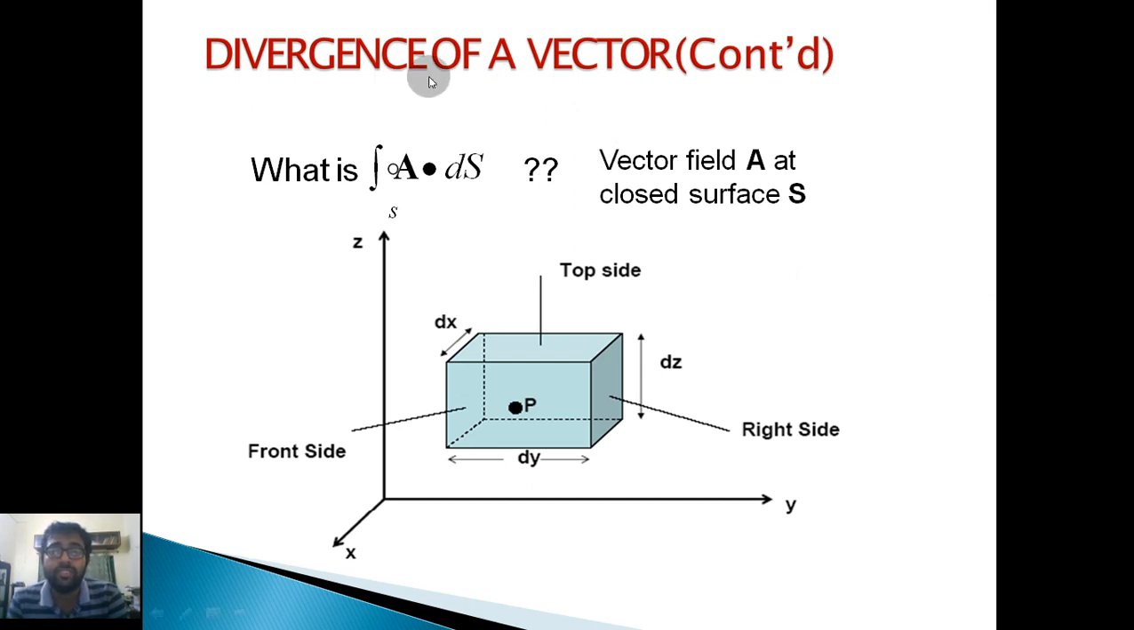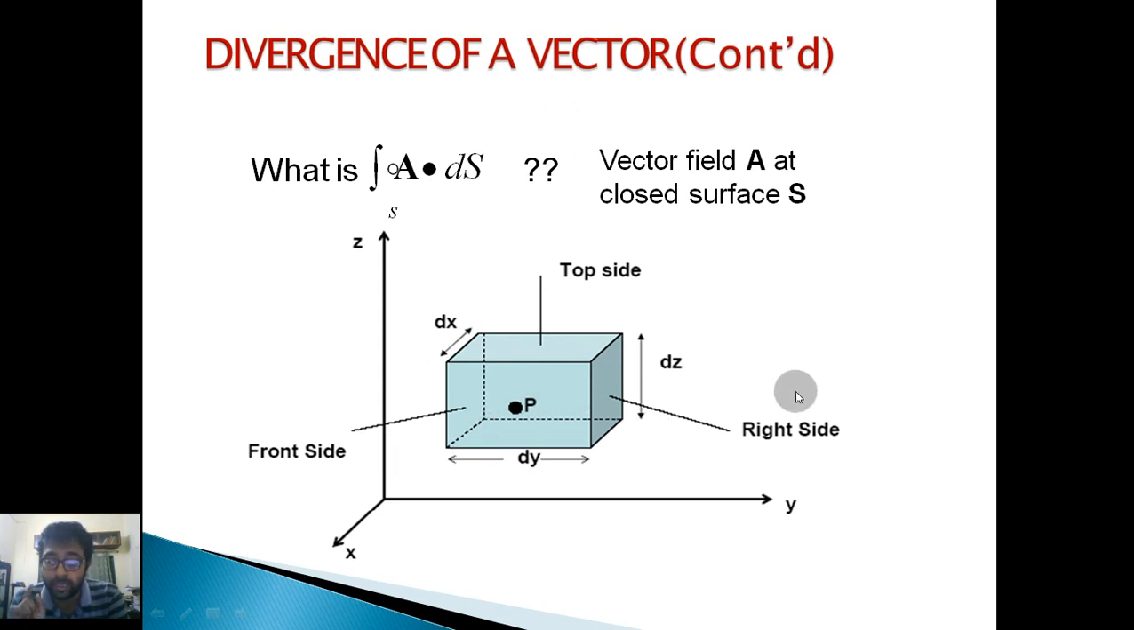Now divergence of vector continues. This is the A dot ds, a vector field A at closed surface S, and this is the point P. This is the closed surface. This is the representation of dx, the infinitesimal small value along the x-axis, along the z-axis, and along the y-axis. Now this is the volume, the total volume dx into dy into dz. If we multiply all these three, we will get the total volume.